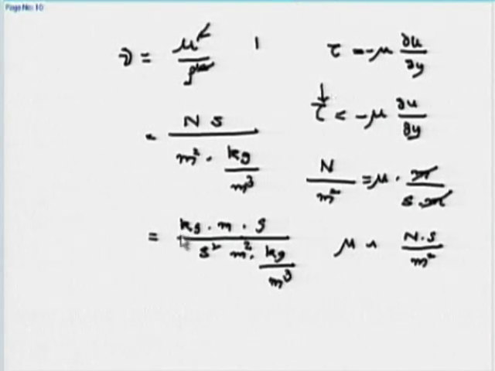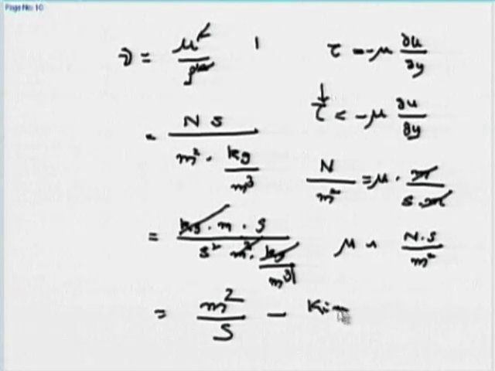So, kg gets cancelled out. I have meter squared, and here I am left with 1 meter. You see, the unit turns out to be meter squared per second. So, what is this? This is kinematic viscosity.